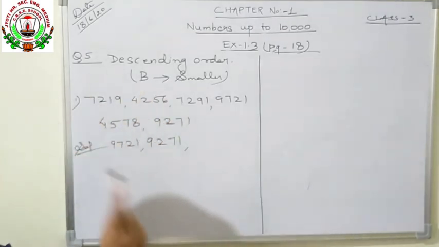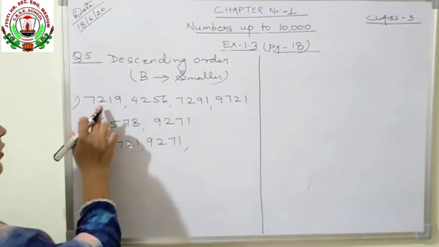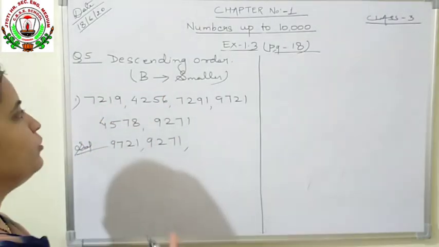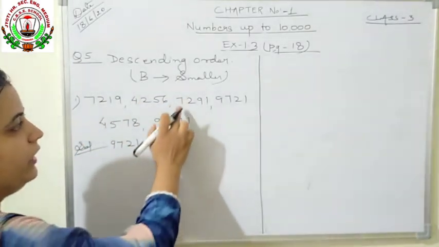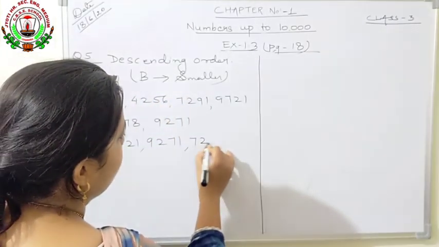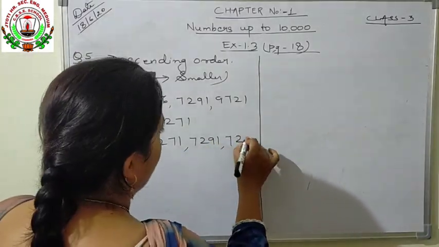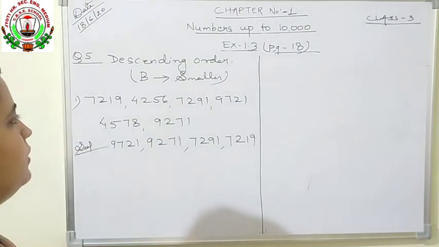Then we have two 7,000s numbers. Then we will compare the 100s position. In the 100s position also, here 2 is there, here also 2 is there. Now we will compare the tens position. In tens, here one is there and here 9. So which one is greater? 7,291. Then 7,219.